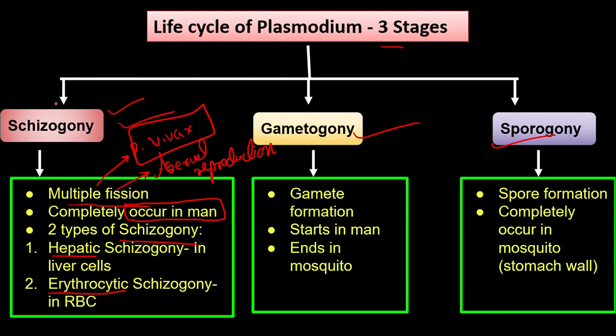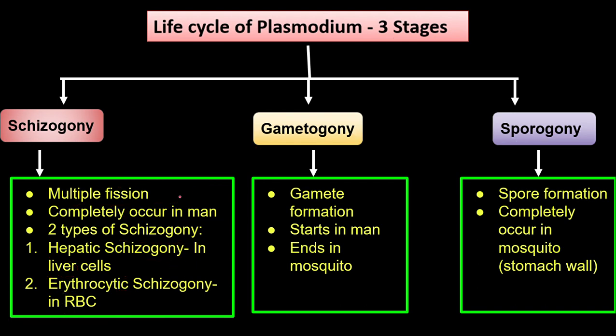What is sizogony? Multiple fission of Plasmodium vivax. We call it sizogony. Hepatic sizogony: what does hepatic mean? Liver cell. So where will the multiple fission of Plasmodium vivax occur? When it occurs in liver cell, we call it hepatic sizogony. Then what is erythrocytic sizogony? When multiple fission of Plasmodium vivax occurs in RBC, we call it erythrocytic sizogony, right?